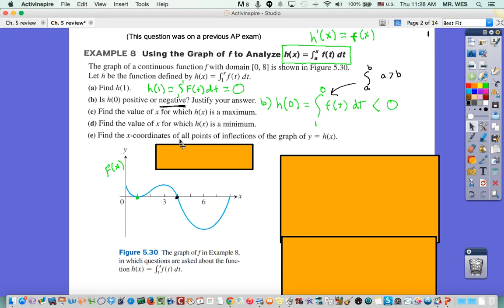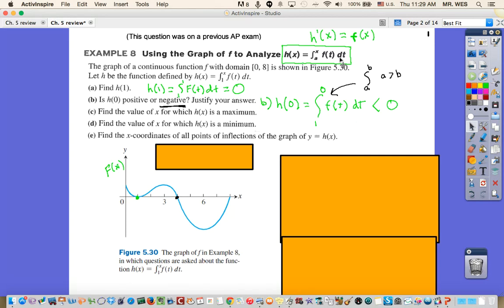I wanted to make sure that we did this problem because it was actually on a previous AP exam that I've seen. So let's first take a look at this little box here. And what does this mean? h of x equals the integral from a to x of f of t dt.